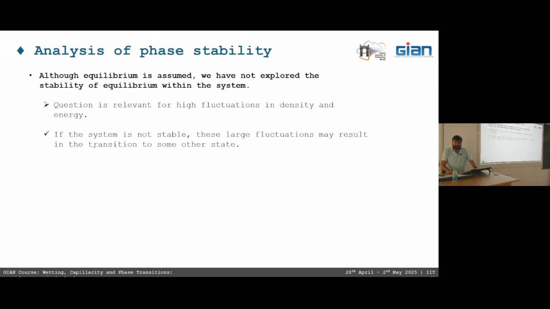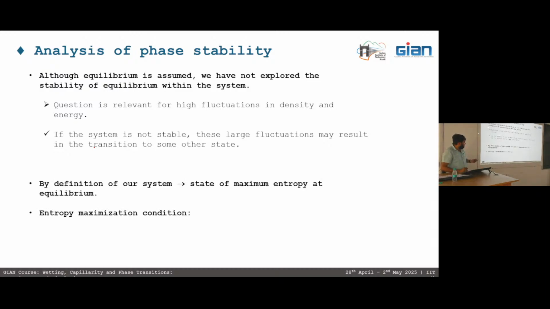Now, the system stated above is a pure, closed system. It is possible to encounter circumstances in which the conditions for equilibrium are met, but the fluctuations in energy and density are large. Although we have assumed that the system is in equilibrium, we have not yet explored the stability of the equilibrium within the system. This question is relevant because for high fluctuations in density and energy, these fluctuations may be large enough for the transition of the state to occur.